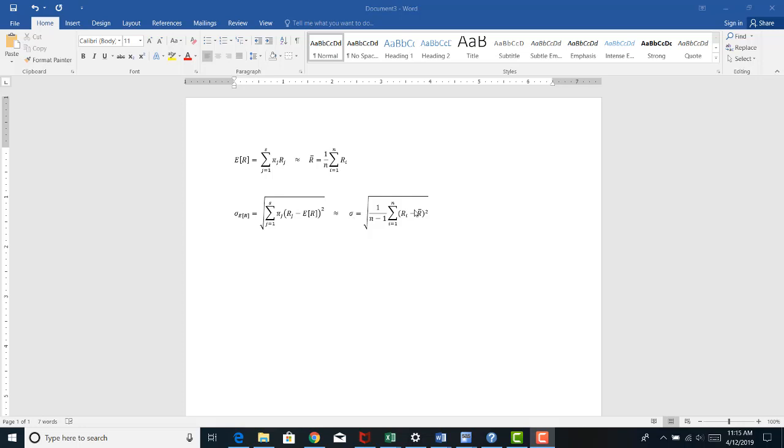From your stats class, you'll recall how to calculate the standard deviation. I take the historical return in each time period, subtract the mean return, then square it. I then sum up all of those squared differences and divide by n minus 1. That gives me the variance of historical returns. I take the square root, and that will give me the standard deviation of historical returns.